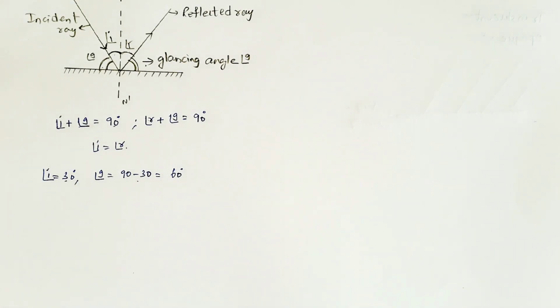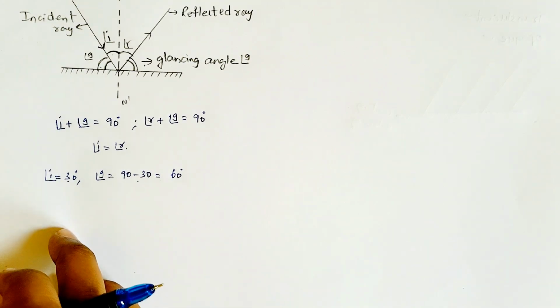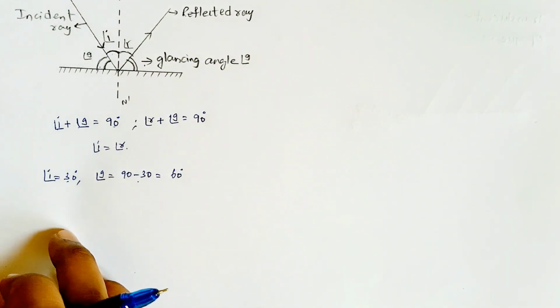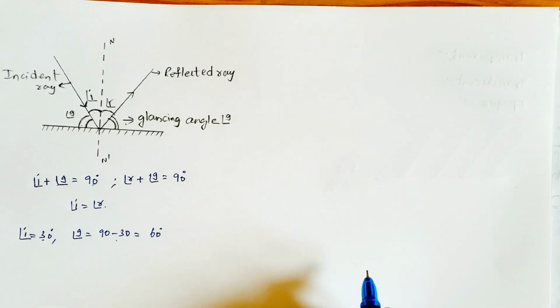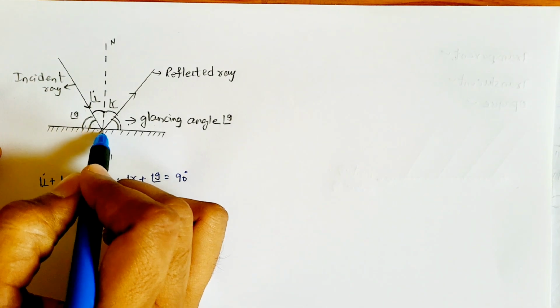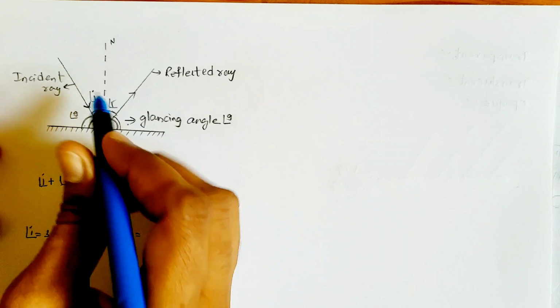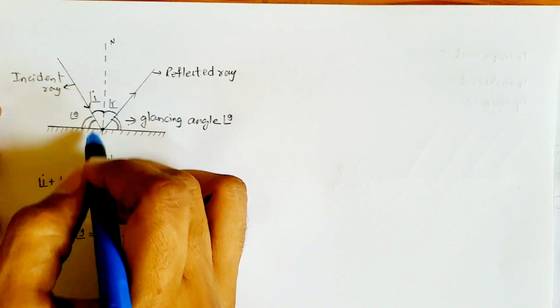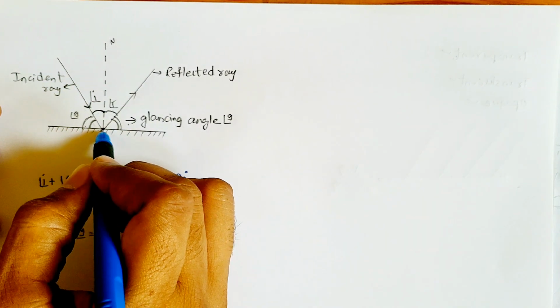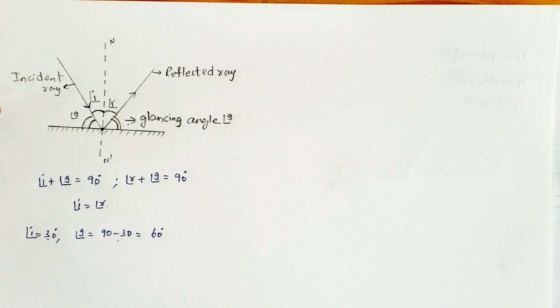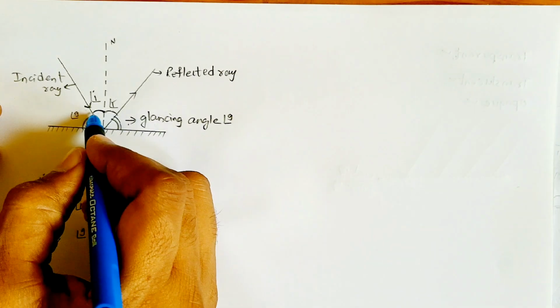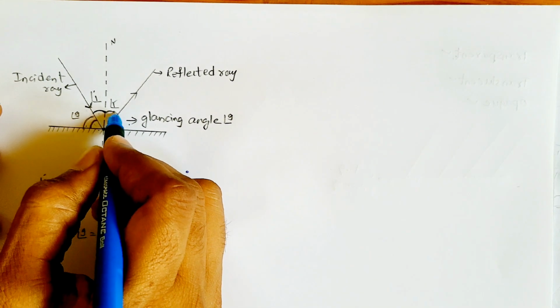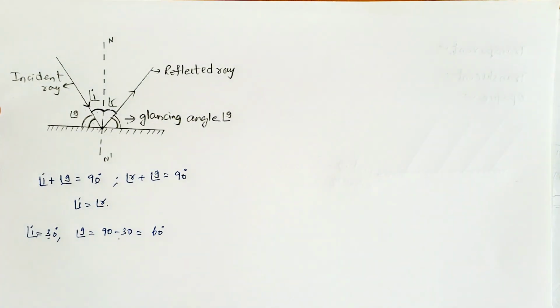Laws of reflection. What are the laws of reflection? Always remember the first law. What does the first law state? The incident ray, reflected ray and normal all lie on the same plane at the point of incidence. This one will be the point of incidence, and all these three lie on the same plane at the point of incidence. That is the first law. What is the second law? The angle of incidence is equal to the angle of reflection, right?